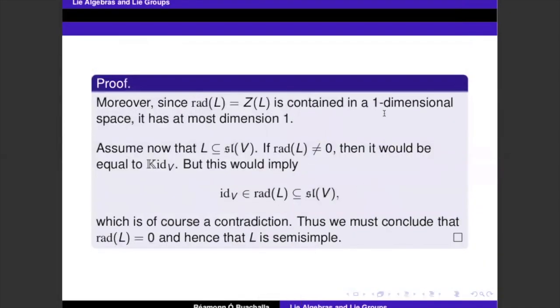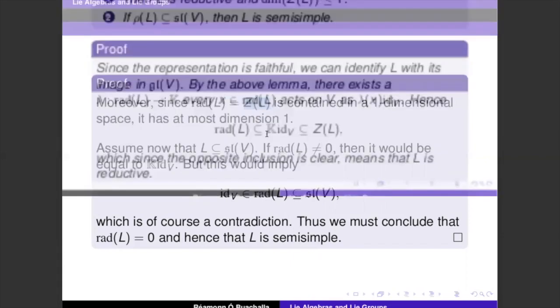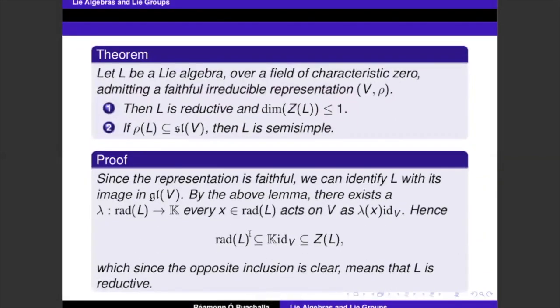Okay, but if it is one-dimensional, then we've already shown that the radical is going to be contained inside a one-dimensional space, which is to say the one-dimensional space spanned by the identity. So if these two things are equal, then we know that the dimension of the center is at most 1. So in fact, this second part here is really just a consequence of this inclusion here. That's all that's going on. All right.